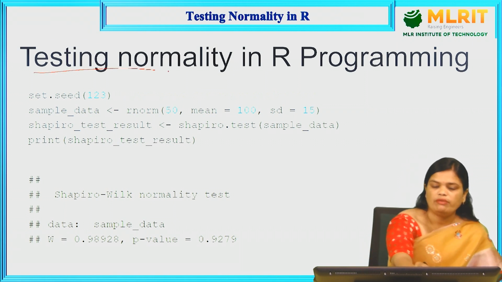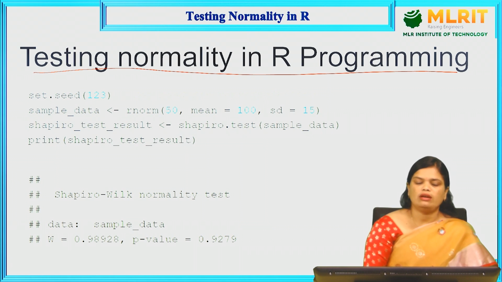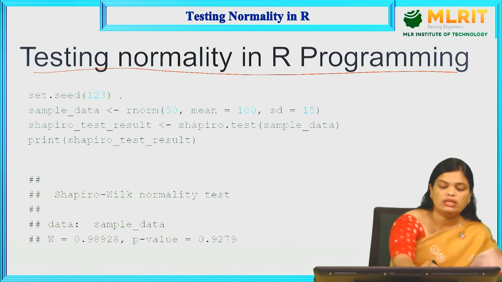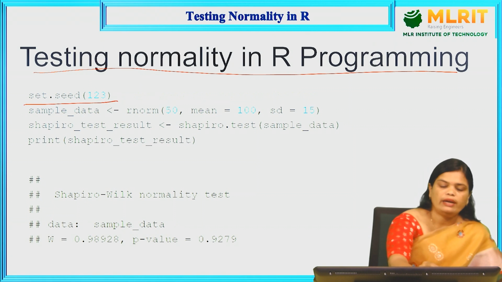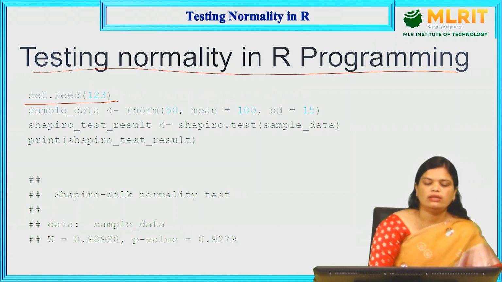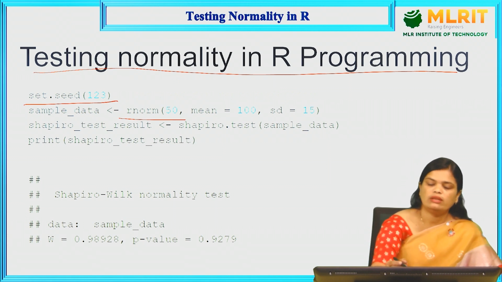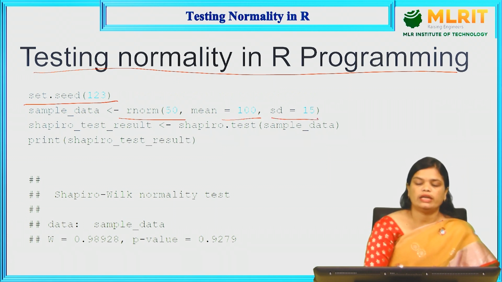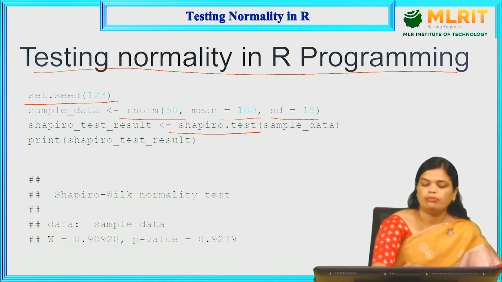Testing. The next topic is testing normality in R programming. For this, we need a few more data points. So we are generating the data points by using the rnorm function, and we are setting the seed to 123 here. By using the rnorm function, we are generating the data points where the mean I am defining as 100, SD I am taking as 15, and I am applying the shapiro.test built-in function here.